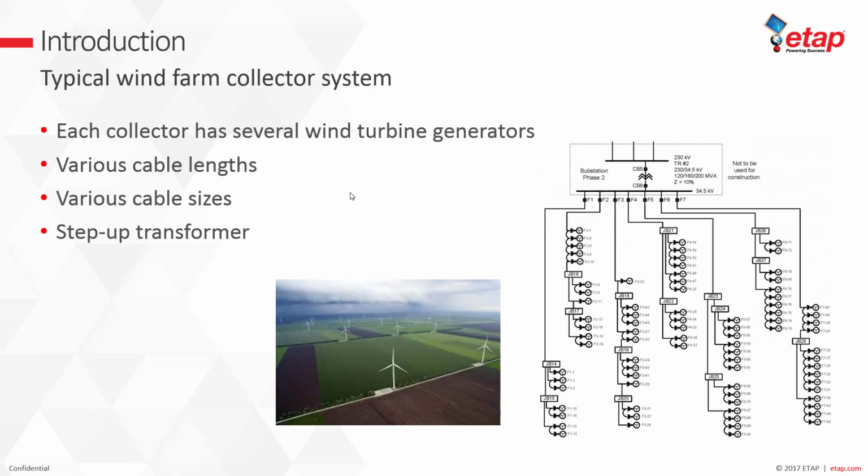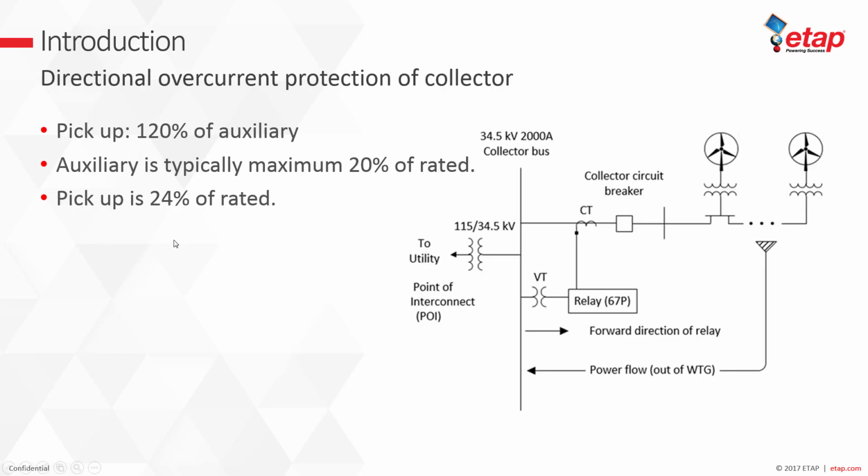In a typical wind farm collector system, wind turbines are spread out all over the farm and are interconnected via a distribution voltage level system such as 34.5 kV, also known as a collector system. The length and size of the cables vary due to the radial nature of the connection. Also, each wind turbine generator is connected to the collector system through a step-up transformer. Each collector is protected by a directional overcurrent protection.